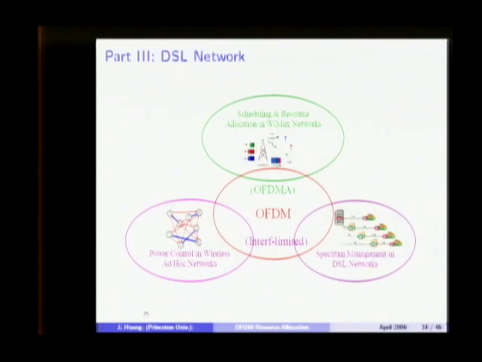So let's go on to the third part, which is the most interesting part from my point of view, because it's a completely different story. It's a wireline network, and there's a very interesting structure of the problem that we can exploit to do something that is just impossible in the wireless case.